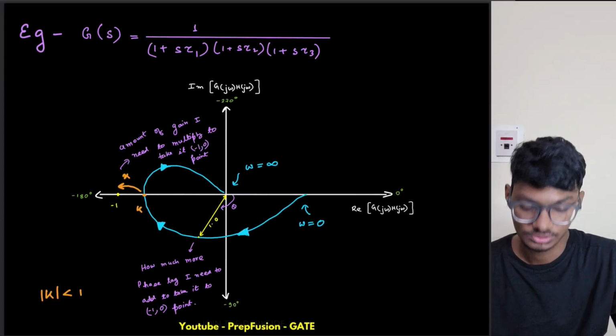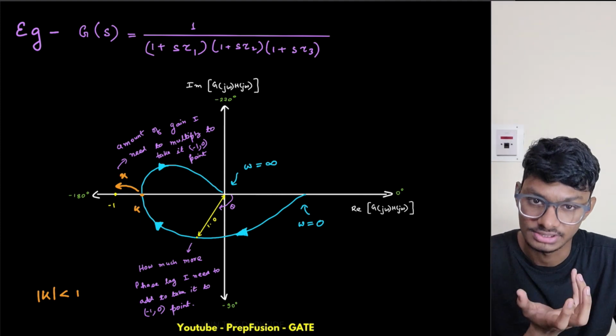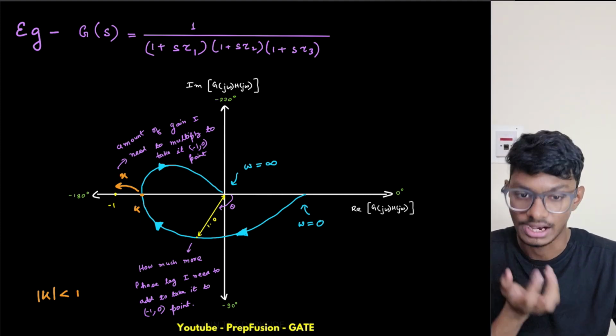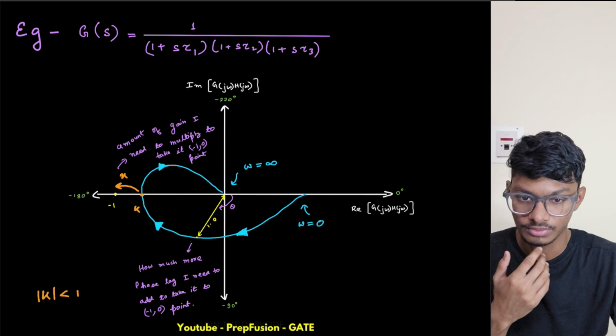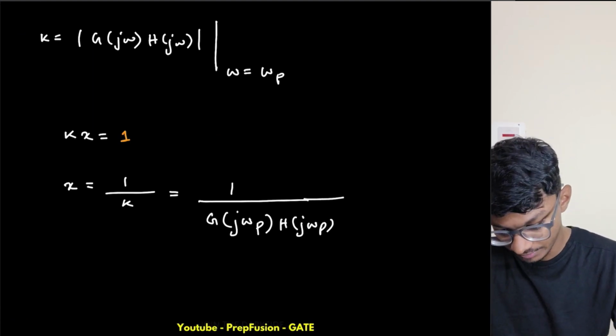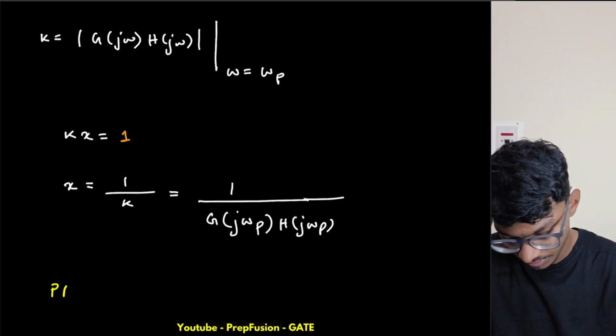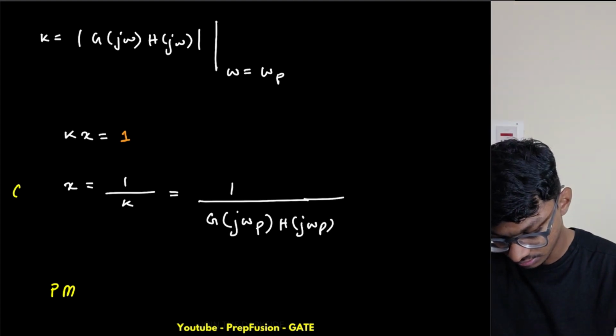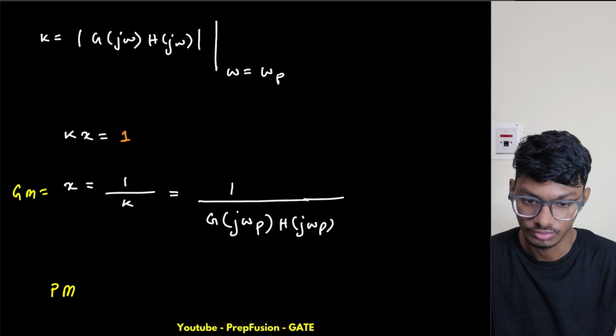Okay, so this is basically what phase margin and gain margin are, shown in a graphical manner. What can I say about gamma, or PM? This is the GM basically. And what about the PM?